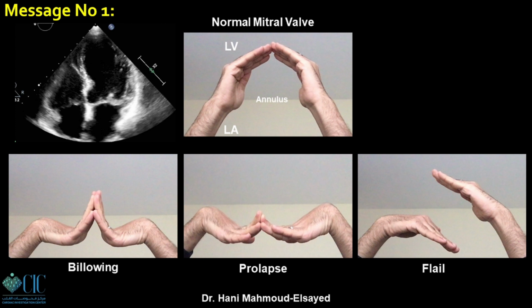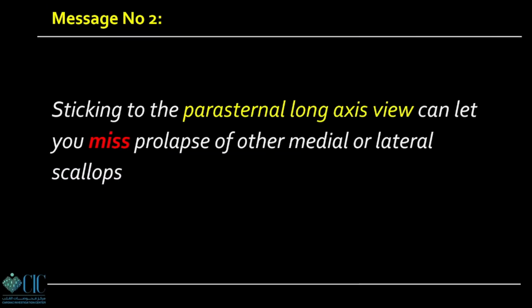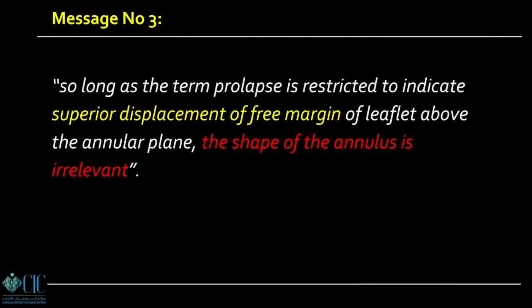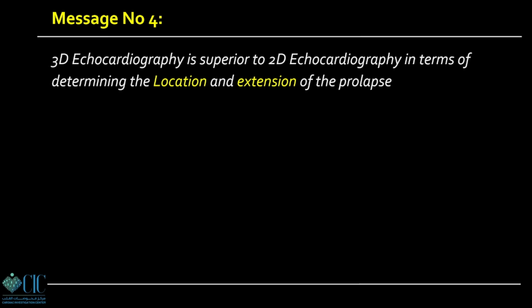So, take-home messages. Do not forget my hand. Sticking to the anteroposterior view, the long axis, will let you miss prolapse in the medial and lateral. Let's stay with the new definition: the tip has to be above the annulus, not the leaflet itself. The tip has to be above the annulus in any view, which is enough for you to diagnose prolapse.